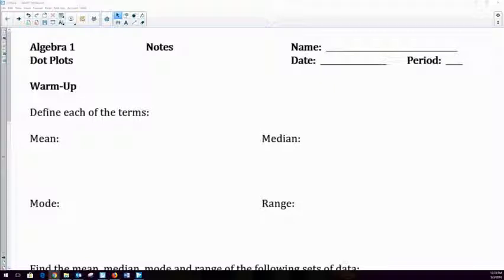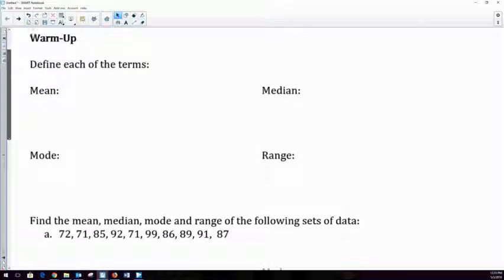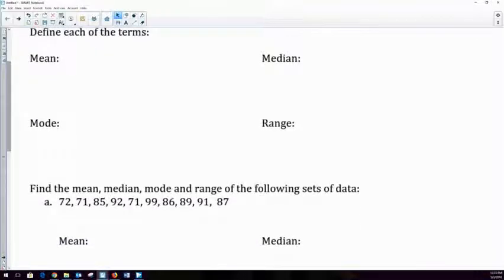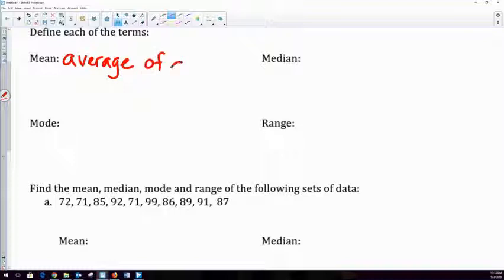So let's go ahead and start by first reviewing the mean, median, mode, and range. Do you remember what the definition of mean is? Mean is simply just the average of a data set. The way you figure out the mean or the average is you add up all the numbers and divide by the total number you're given.